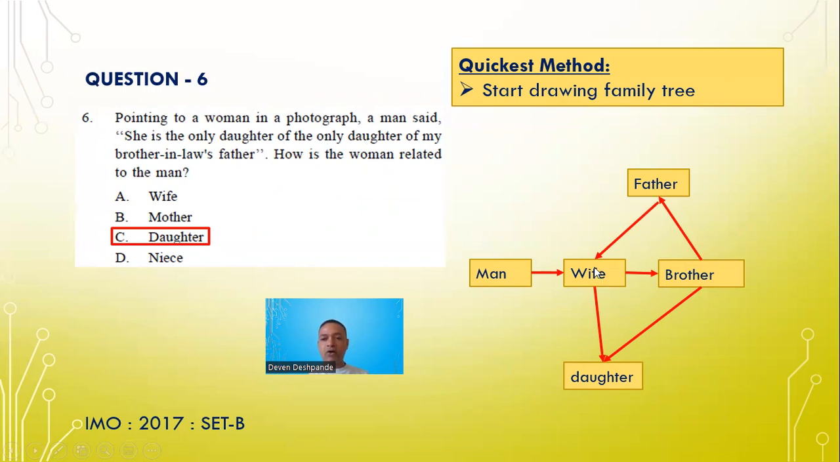Man's wife is the only daughter, isn't it? Because these are brother and sister, wife and brother. So this is the sister of the brother. And brother's father's only daughter is the man's wife, and wife's only daughter. My wife's only daughter will be man's daughter as well, isn't it? So the person in the photograph is also man's daughter. So again, if you draw the family tree, you will understand.